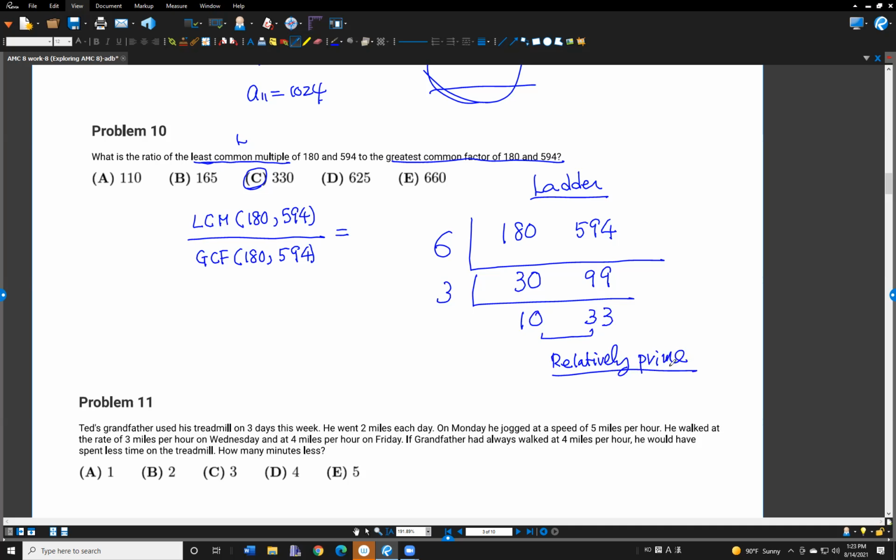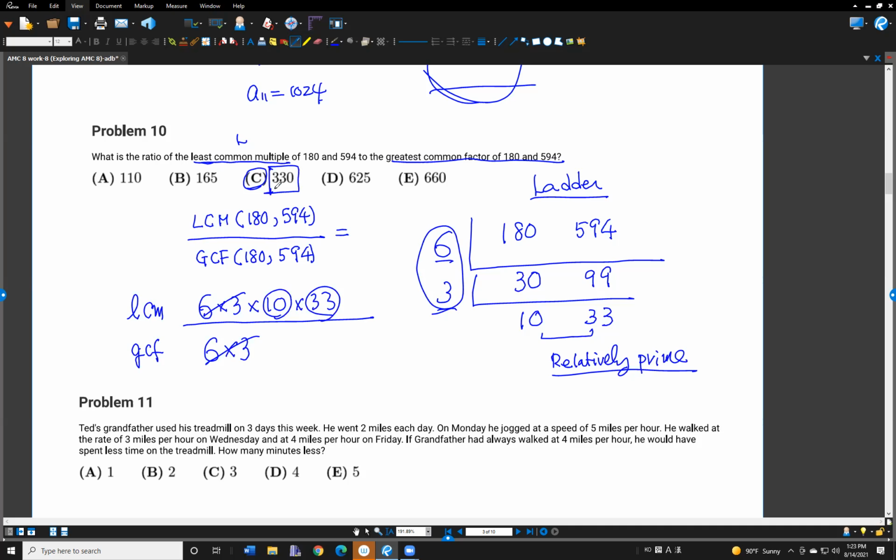So what is the LCM? LCM is what? 6 times 3 times 10 times 33. That is LCM, right? You multiply all these numbers. This is the LCM. What is the GCF? GCF is only multiplying the common numbers, okay? 6 times 3, that is the GCF. But we're gonna find the ratio over here. This is out, we got only what? 10 times 33, didn't we? That's why you got the answer, number 330.